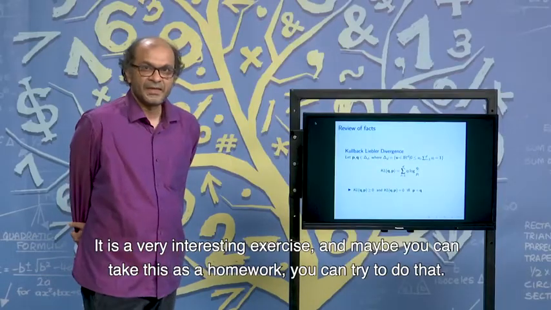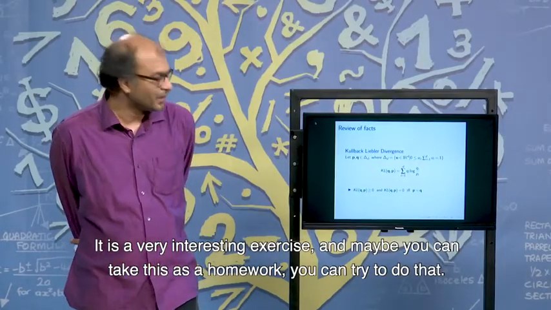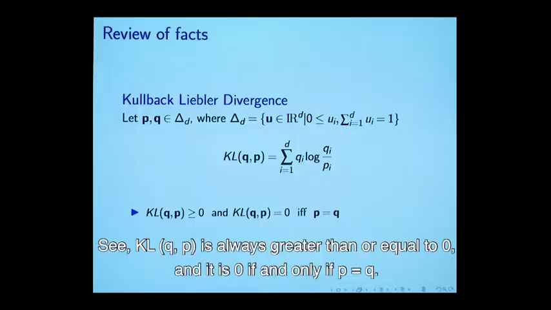Now, it is a very interesting exercise, maybe you can take this as homework, you can try to do that. You can see KL of Q comma P is always greater than or equal to 0, and it is 0 if and only if P equals Q.